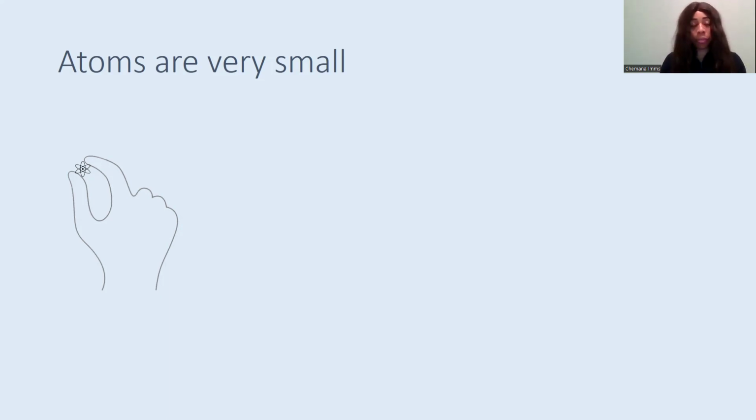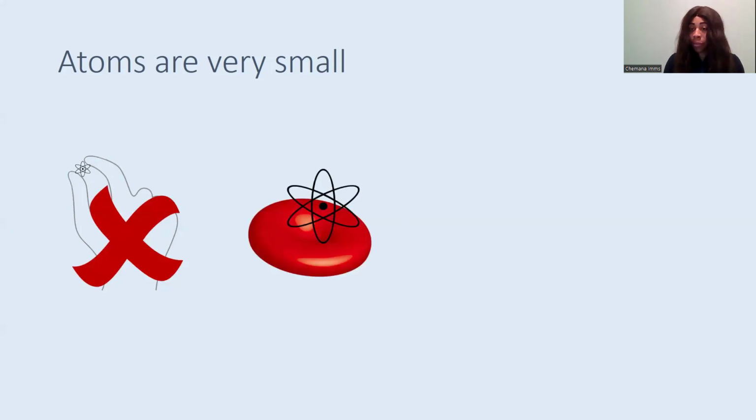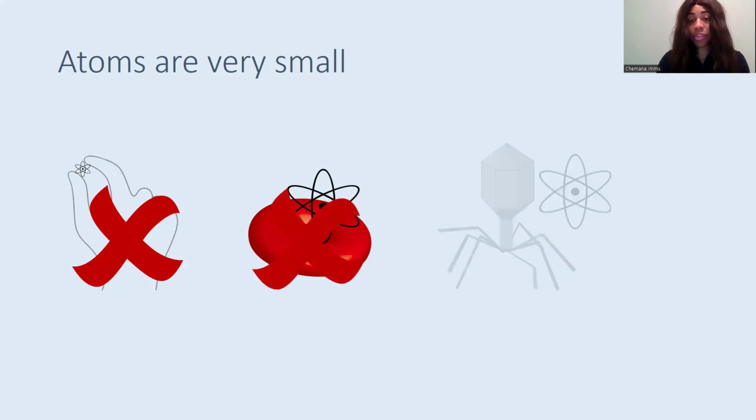So, just to put it into perspective, there is no way you'll be able to hold an atom in the pinch of your hand. Absolutely not. They are minute, they are so, so small, and we can't see them. I've got a red blood cell here, which is essentially very, very small. And an atom is way, way, way smaller than that red blood cell. So, again, they're even smaller than that.